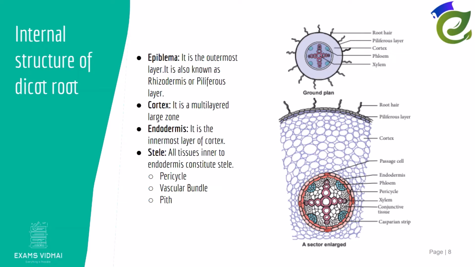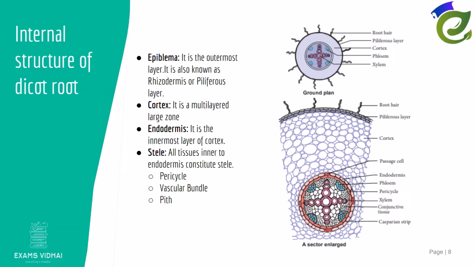Now coming inside towards the center, the layer after the cortex is called the endodermis. It's the innermost layer of the cortex. Here the cells are barrel shaped, closely packed, and have band-like thickenings on their radial and inner tangential walls. These are called the Casparian stripes. But these Casparian stripes are absent in endodermis cells which are located opposite to the protoxylem. These are thin-walled cells.